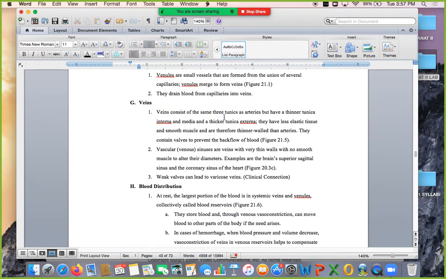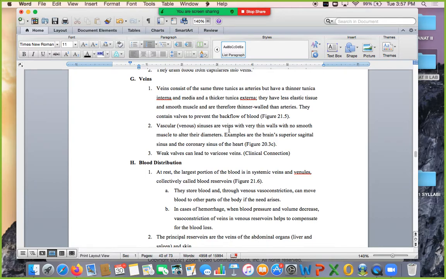So we have the same three tunics as arteries, but we have a thinner tunica interna and a thicker tunica externa. And so they're going to be thinner walled than arteries.